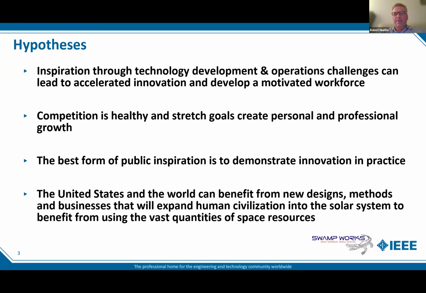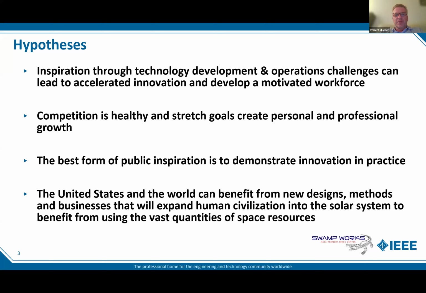So first of all, I'd like to lay out some hypotheses, which to me seem obvious, but let's see if everybody agrees. So first of all, I'm claiming that the inspiration through technology development and operations challenges can lead to accelerated innovation and develop a motivated workforce. So the hypothesis here is that if you have these competitions, it radically motivates the workforce and it leads to accelerated innovation because of the environment it creates. So that's one hypothesis.